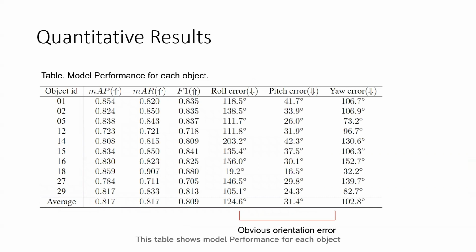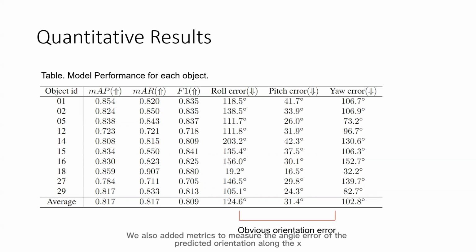This table shows model performance for each object. The first 3 metrics present pixel-wise precision for each object's pose reconstructed by a trained AAE. We also added metrics to measure the angle error of the predicted orientation along the x, y, and z axes respectively. While our results showed visually accurate predictions for most objects, we observed larger errors in roll and yaw angles. Our suspicion is that the pose ambiguity is caused by rotational symmetry.